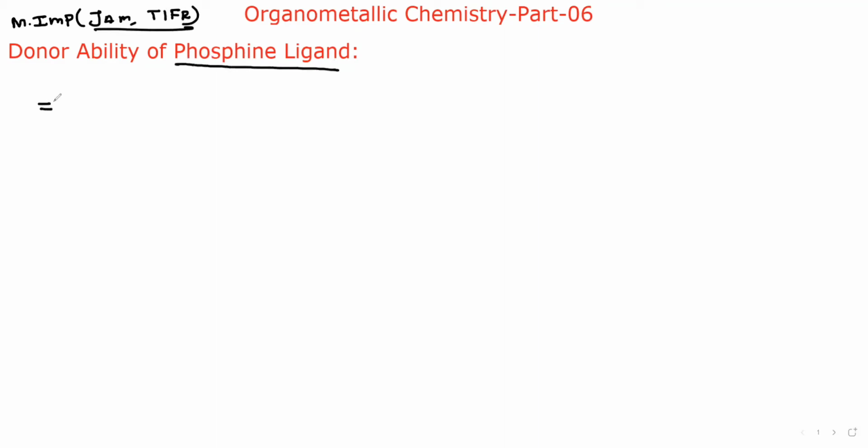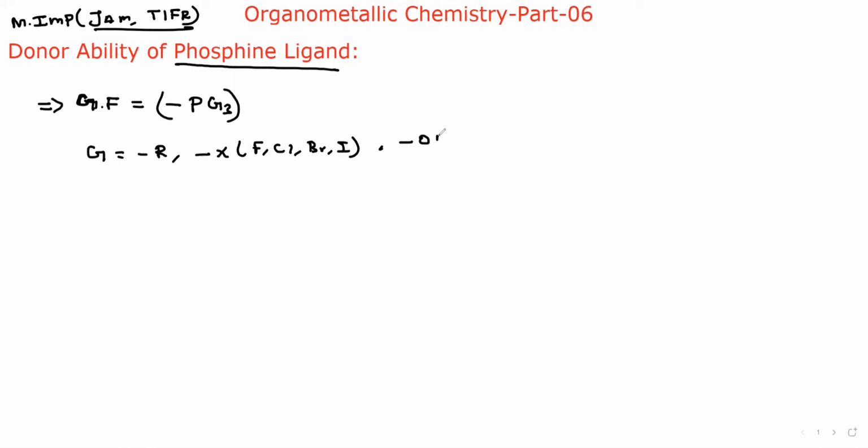Now, what is a phosphine? What is the general formula for phosphine? Please note, GF means general formula. The general formula is PG3. What is G? G can be an R group, or a halogen: fluorine, chlorine, bromine, iodine, or a methoxy, alkoxy group, or an aryl group. For example, PMe3 is there, and PF3 is an example.